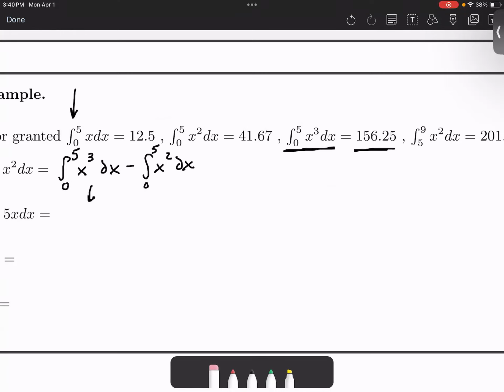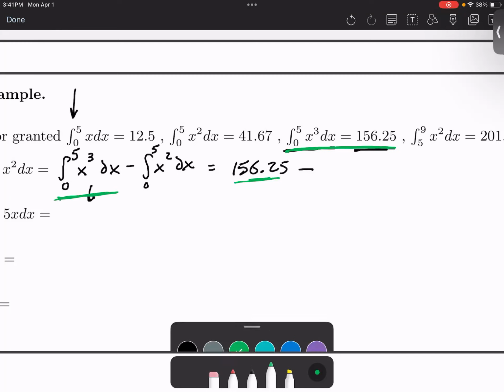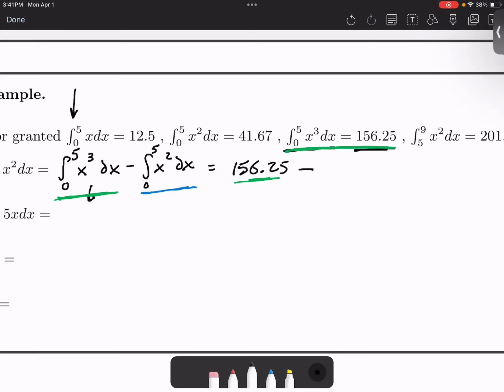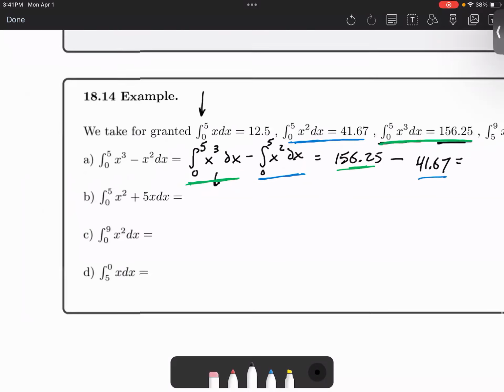In fact, let me just color code these. And we want to subtract the area underneath the x squared function between 0 and 5. So we just find the difference between these two values, and we find 114.58. All right, let's do the next one.